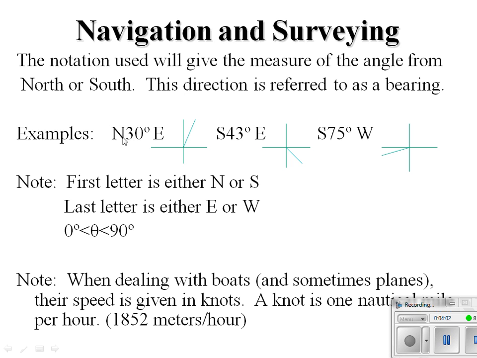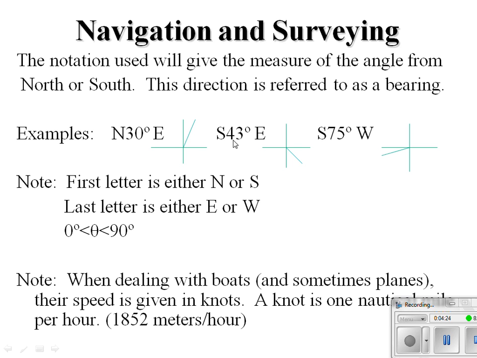Now this notation, they're always going to give you a letter N or S standing for north or south first, and then they'll give you the angle, and then they're going to give you east or west, E or W. Okay, so remember when you're drawing your compass, straight up is north, straight down is south, off to the left is what we call west, and off to the right is the east.